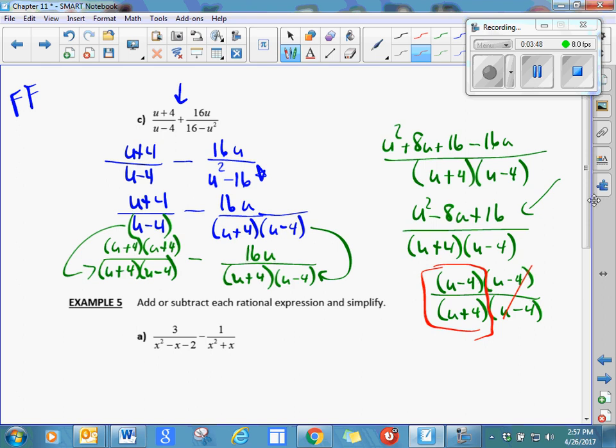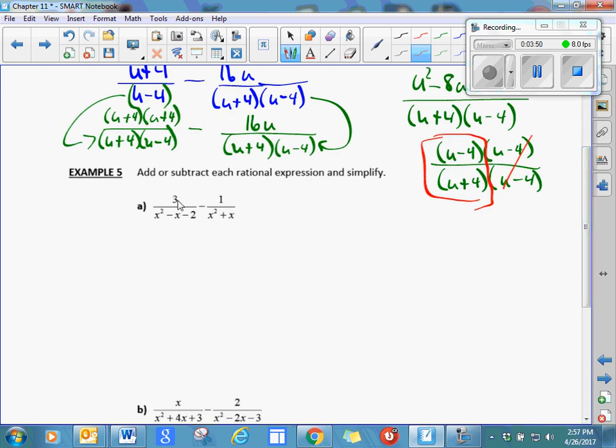Okay, let's go see what this guy brings to the table. All right, so our first trinomial, factor first. So let's look at what this trinomial might.